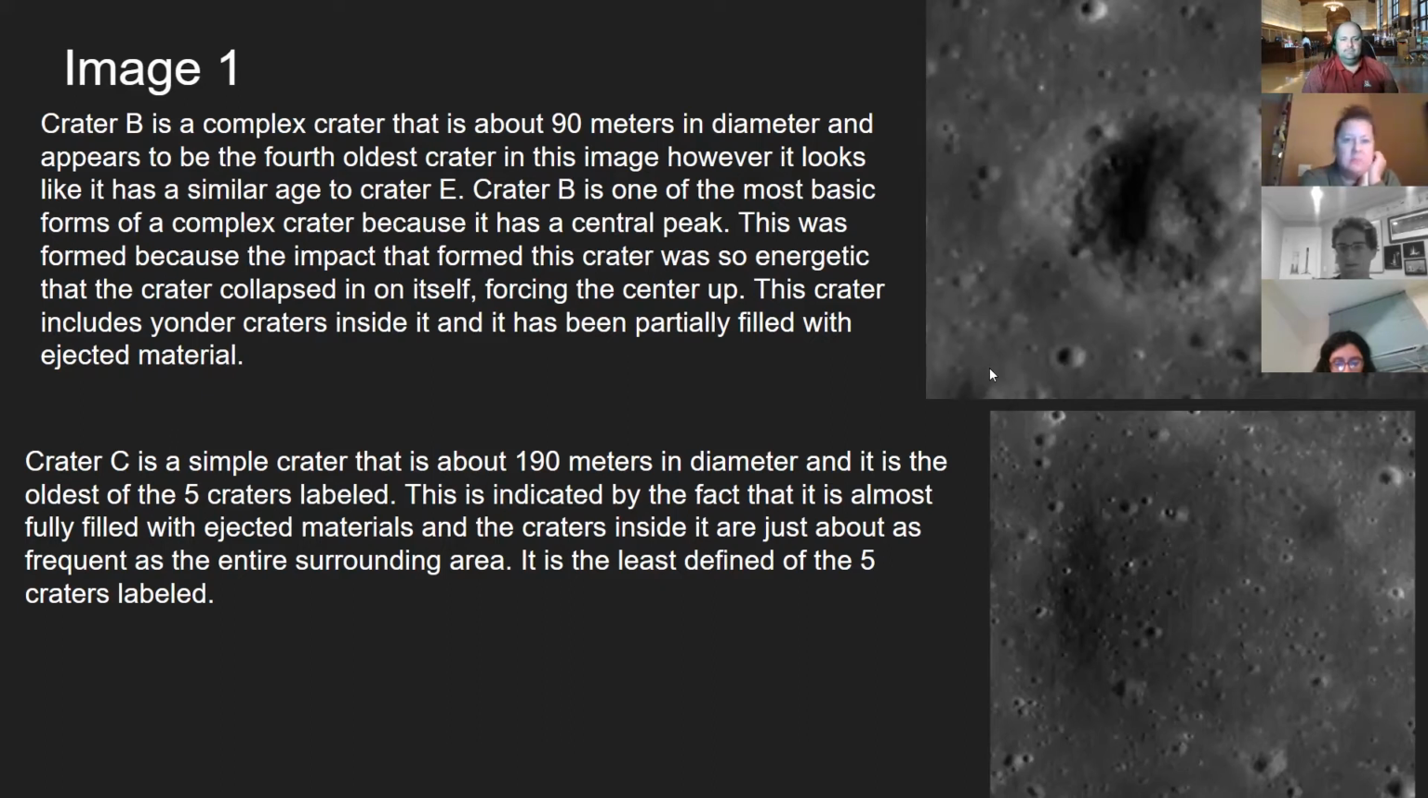it. Crater C I found to be 190 meters in diameter, and it's the oldest of all 5. I realized this because it's the least defined of all the 5 craters I labeled. It has the most ejected material inside it, and it has the most craters inside it.